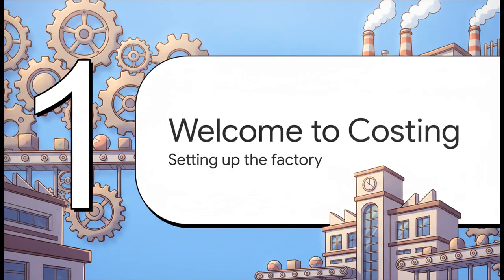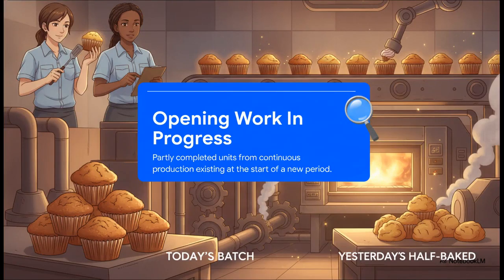Section 1. Welcome to process costing. Let's dive right in and use that factory metaphor to make these accounting rules super concrete. So the real star of our show today is OWIP, or Opening Work in Progress. By definition, because production is a continuous activity, there's basically always a possibility for opening work in progress to exist. Simply put, these are partly completed units from continuous production that just hang around at the start of a new period. Or to use our factory terms, these are yesterday's half-baked cupcakes. Our main goal in MAF201 process costing is figuring out exactly how to value these partially finished treats today, alongside today's totally fresh batch.